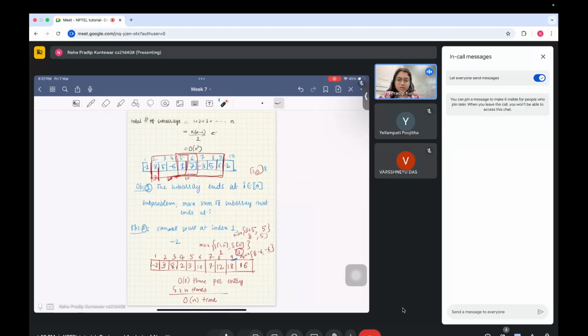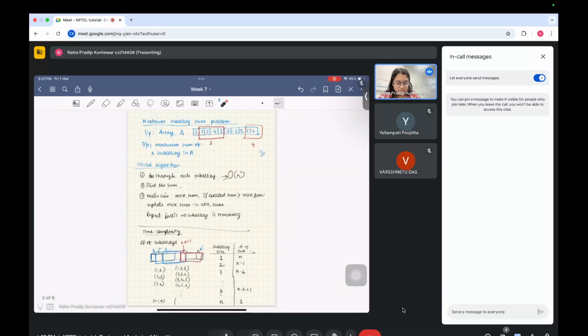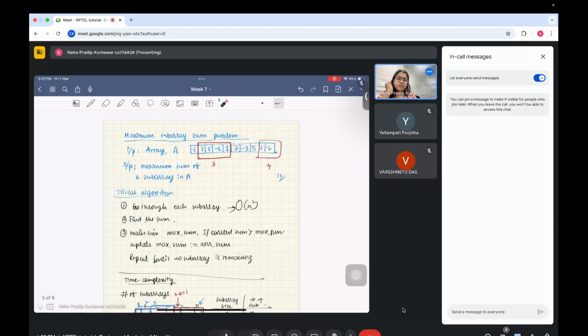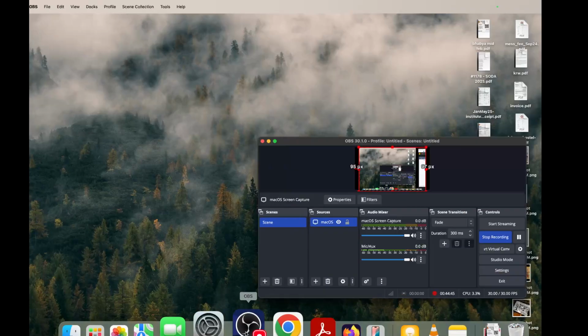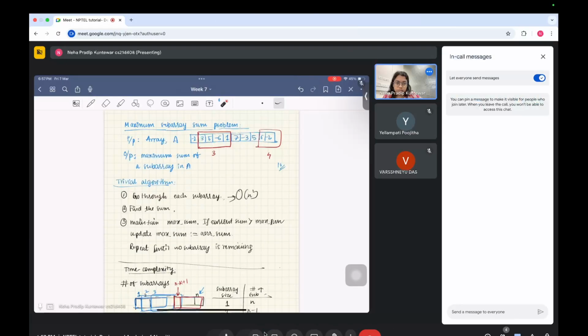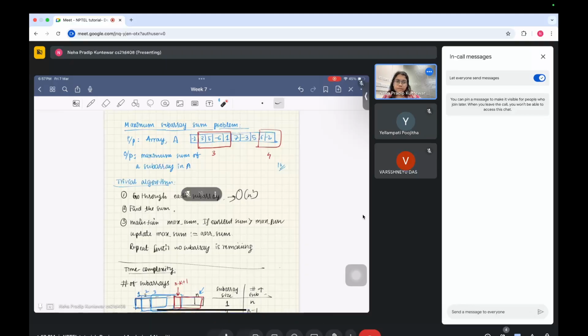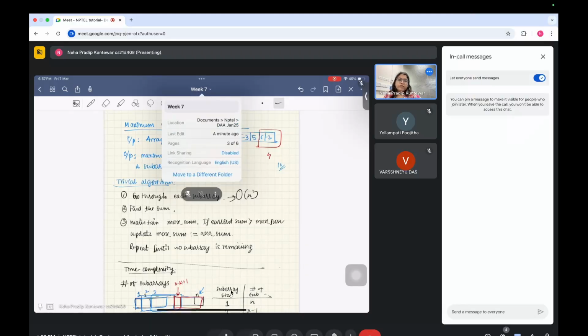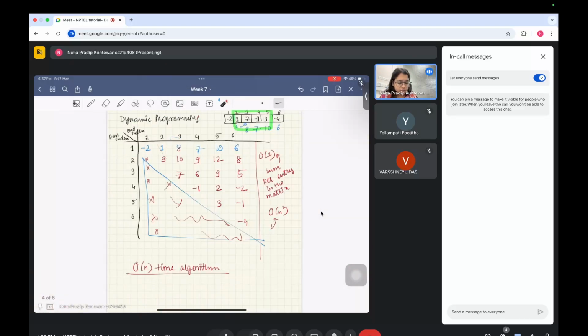So are there any questions about this particular problem that we discussed, the maximum subarray sum problem? Sorry. Okay. So if there are no questions, we'll look into another problem.